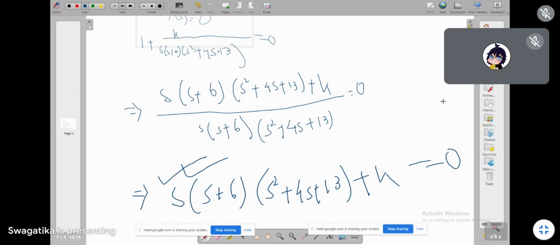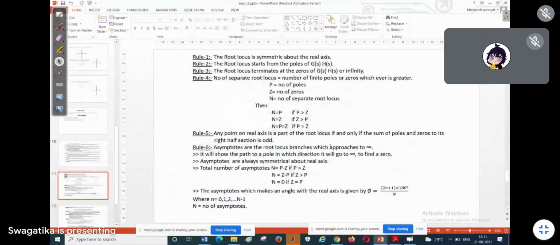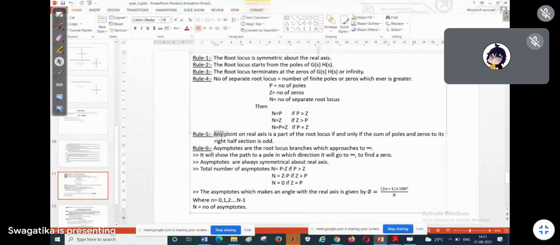And which part of the real axis is involved in the root locus? What is the rule? Sum of poles and zeros, if it is odd then it will change. Very good. Any point on the real axis is a part of root locus if and only if the sum of poles and zeros to its right half section is odd. Right? So tell me.